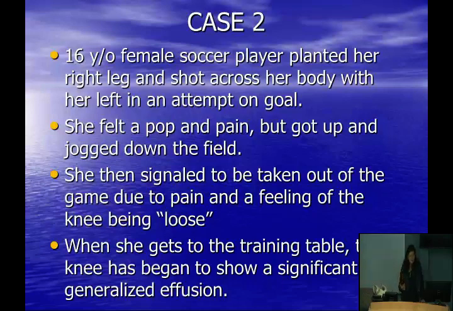When she got to the training table, the knee had already begun to show significant generalized effusion. Okay? So the knee began to blow up immediately. And in a 16-year-old, until proven otherwise, that means she did something traumatic to the inside of her knee. She might have had a bone bruise, she might have torn her meniscus, she might have torn her ACL, something like that. So we had a high shear force twist. She felt a pop. She was able to walk on it, but it felt very loose, and then she had an effusion. So now we have to think about what is inside the knee. What do we think is going on?